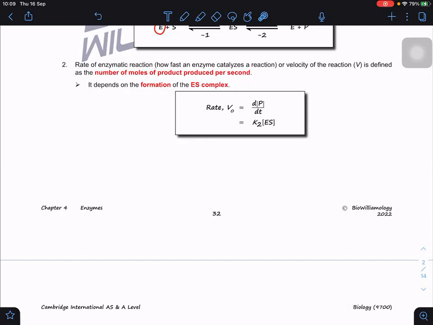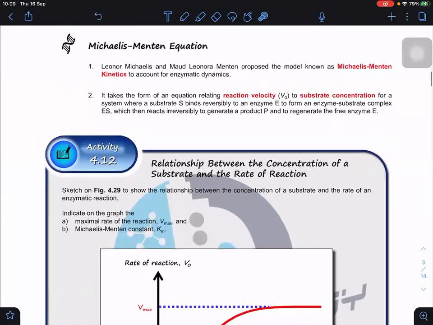Okay, we always say that at half Vmax we get the Km. Actually, this is a bit of a wrong concept that we are going to look at. What is the correct concept here? So first of all, let us look at the Michaelis-Menten equation and how we derive it.